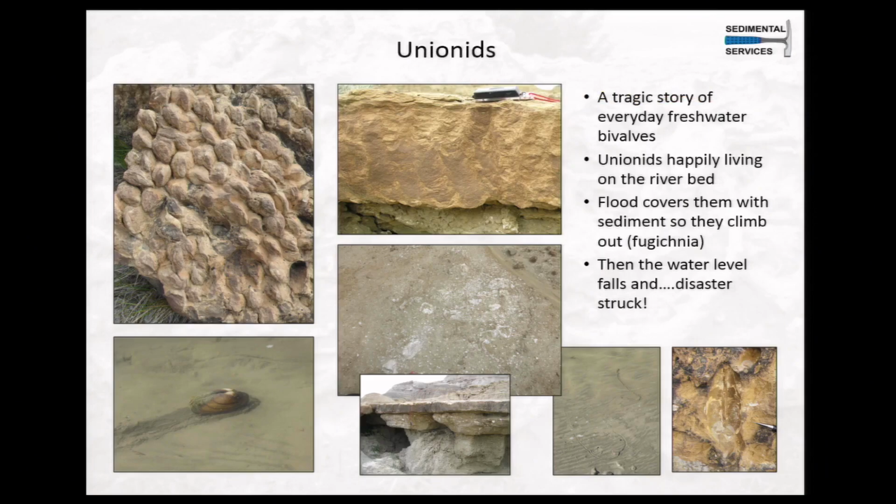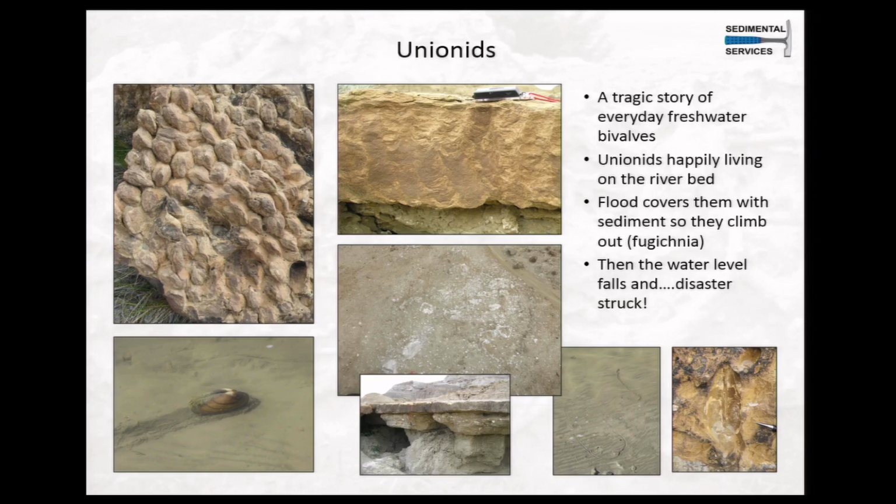I'm going to turn it now to looking at a bivalve. So this is a guy that looks like this. This is a Unionid bivalve, and these photos actually come from Dinosaur Provincial Park, so not that far away from where we are now. And I've got a sad story to tell you about these, but it's a story that's picked out by the beautiful trace fossils that we see.